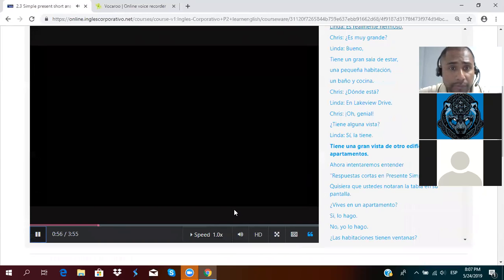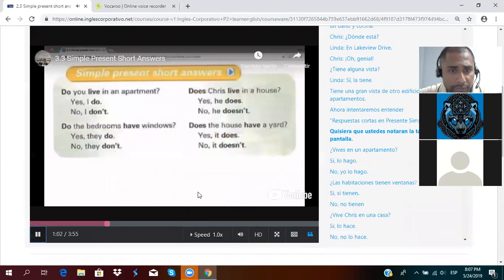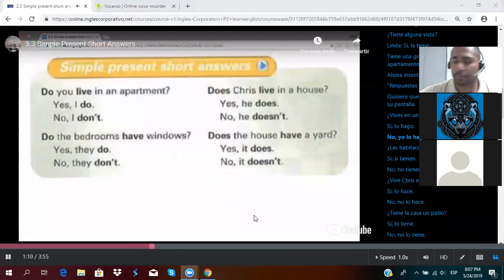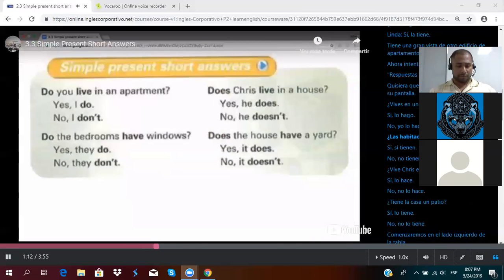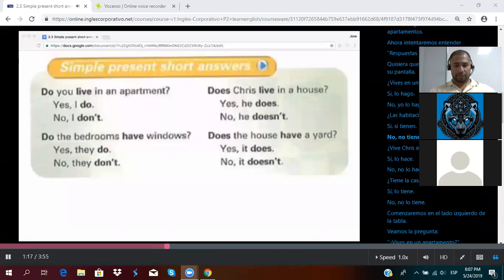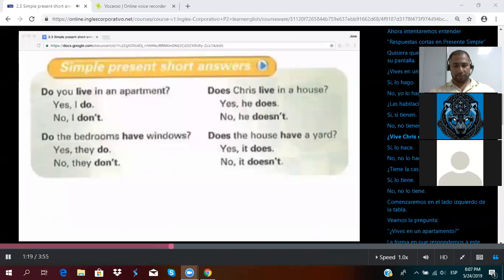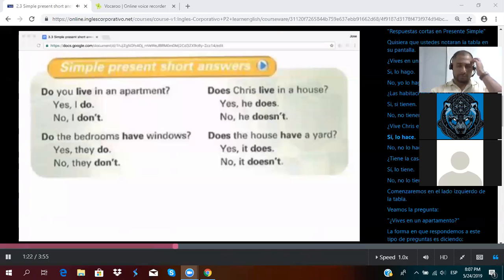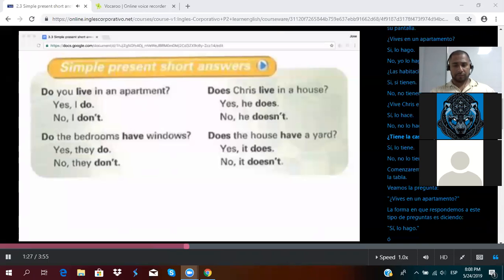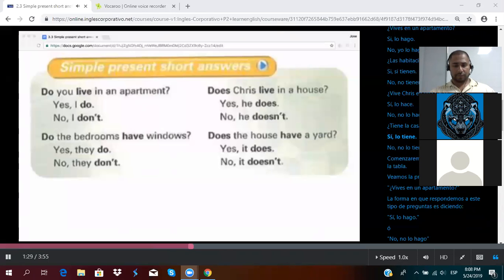Now let's try to understand simple present short answers. I would like for you to notice the chart on the screen. Do you live in an apartment? Yes, I do. No, I don't. Do the bedrooms have windows? Yes, they do. No, they don't. Does Chris live in a house? Yes, he does. No, he doesn't. Does the house have a yard? Yes, it does. No, it doesn't.